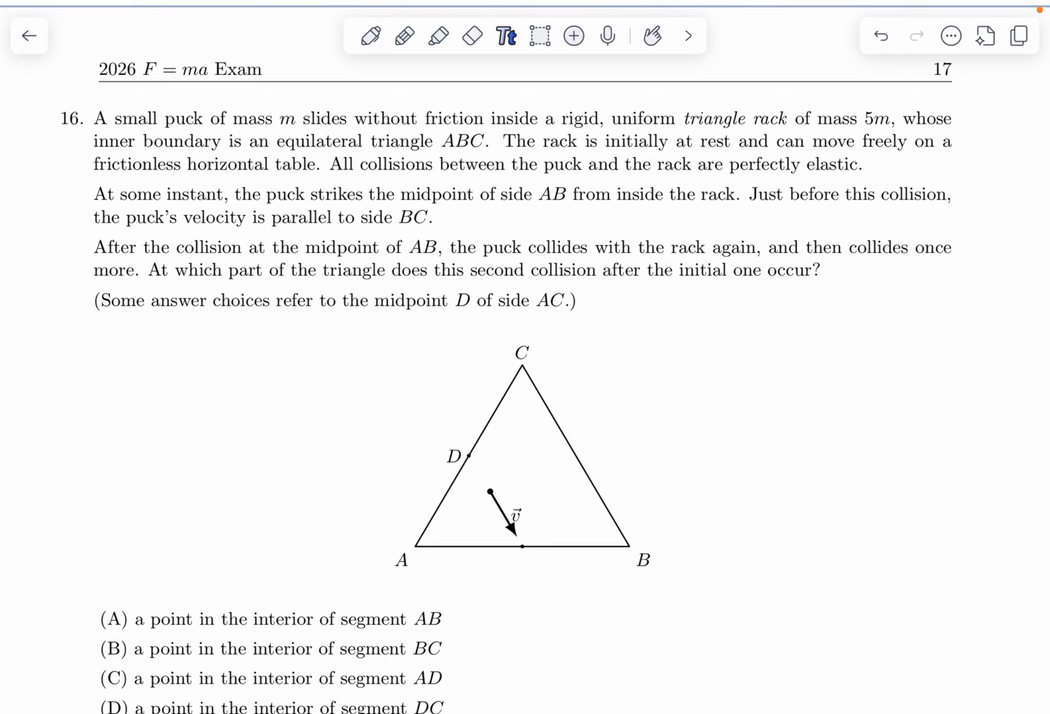Hello everyone, today we're going to be going over the 2026 F equals M exam problem 16. This problem is about elastic collisions and relative speeds.